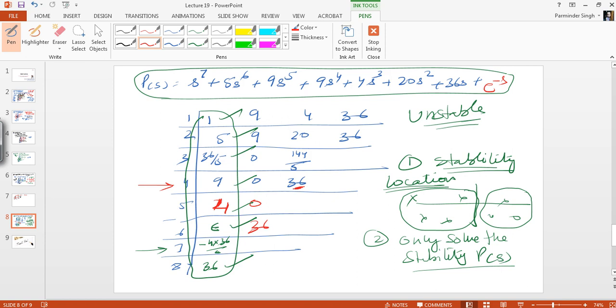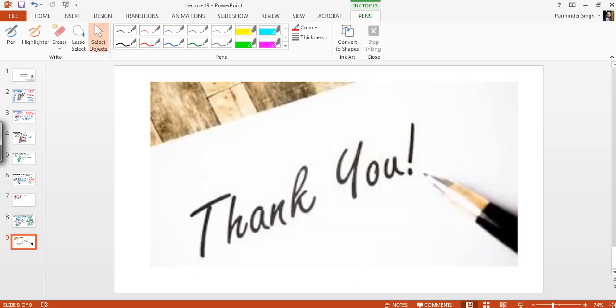Number 2, it tells us only about the stability. Yes, the system is stable; yes, the system is unstable. It does not tell us the exact location of the roots from the imaginary axis. Clear? So that's it with the Routh stability. I hope the topic appears to be simple to you. Try as many questions as possible. We can discuss later on for the numericals. Thank you very much.